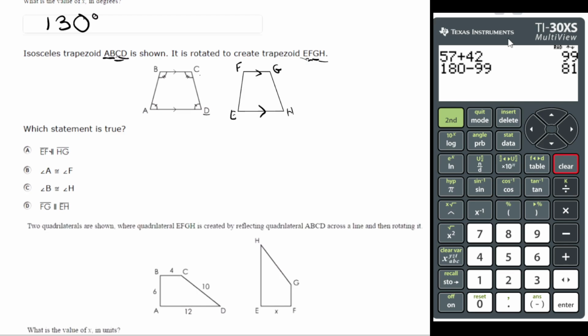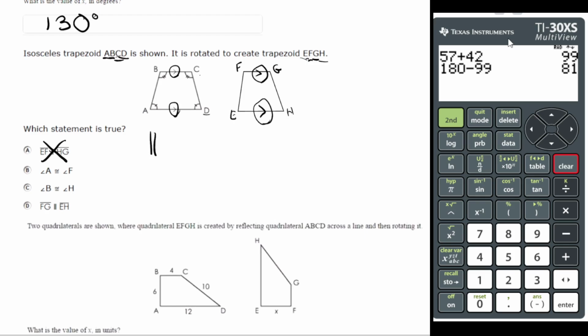EF is parallel to HG. Remember, this line means parallel. So remember the notation for parallel lines. They're the little arrows here on the line. If you have an arrow like that on the line, that means that they are parallel. Do EF and HG have those lines? No, so it's not A.